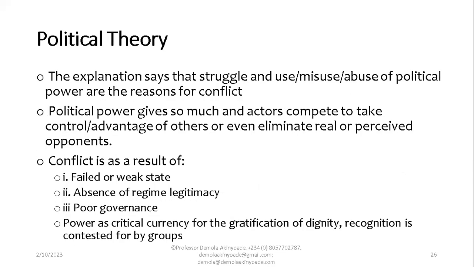Political theory says that power, struggle for power, use of power, misuse or abuse of political power are the reasons for conflict. And a good case in point is what is currently happening in Nigeria. Oh, the ruling party, they didn't do well. Oh, they did well. Oh, we need to seize power in order to have access to resources, and so on and so forth. That this struggle for power is the reason for conflict. We've seen that a lot in Nigeria, how people are killed, maimed, properties destroyed, because people want to have access to political power, because people are misusing and abusing political power.